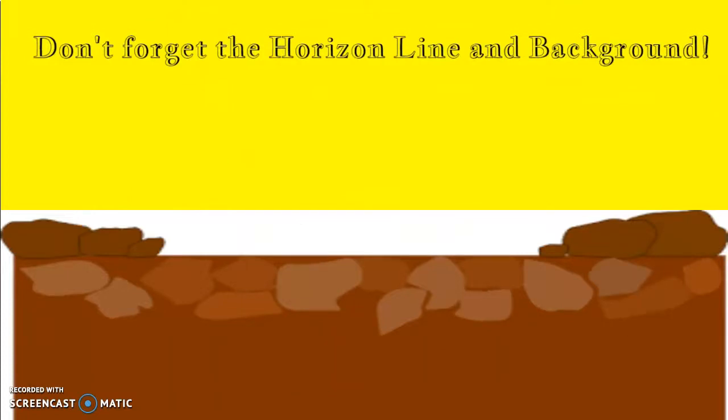Don't forget the horizon line, boys and girls, and background. Remember, the horizon line is where the sky and the ground meets. Say it with me, horizon line. The sky comes down to meet the ground, horizon line. And remember, boys and girls, the background is a space all around.